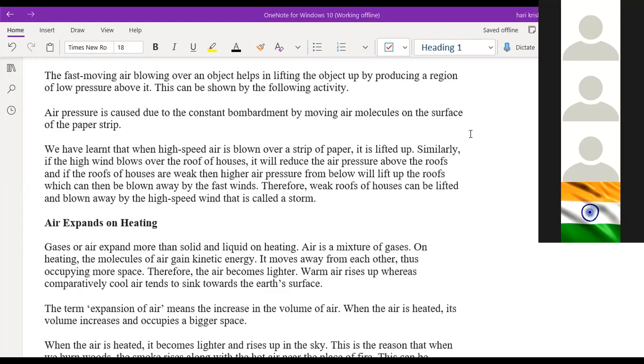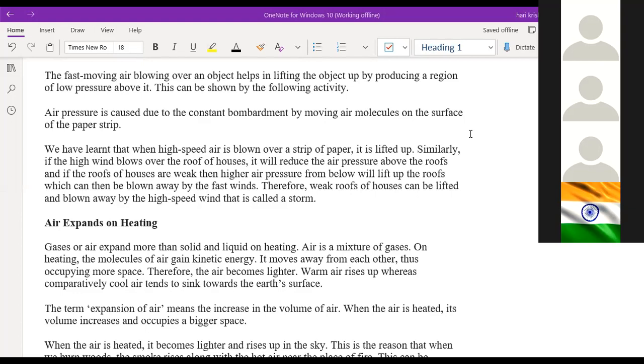Understand, remaining people? Suppose whenever high speed winds are coming, what will happen? These high speed winds will cause the air pressure to be low above the surface of the roof. Yes or no? These high speed winds blow above the roofs only, right? So these will cause the air pressure to be low above the surface of the roof. But inside the room, below the roof, the air pressure is very high. Whenever the roof is weak, the roof will blow up because inside the room the air pressure is very high. Outside the roof, the air pressure is low. Because of the pressure difference only, the complete roof will be lifted up.